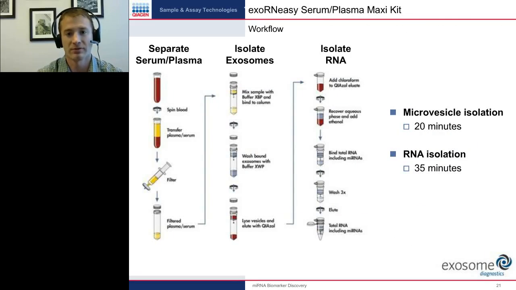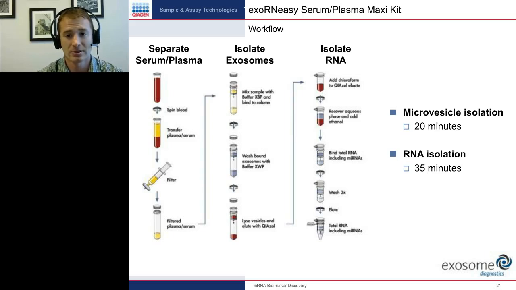Here we have the workflow of the ExoRNAs kit. It can be divided into 3 phases. Phase 1 is where you separate your serum or plasma. Phase 2 is then where you isolate your exosomes. And phase 3 is where you isolate your RNA over a column, very similar to the miRNAs serum plasma kit.